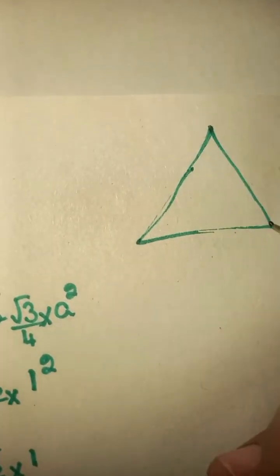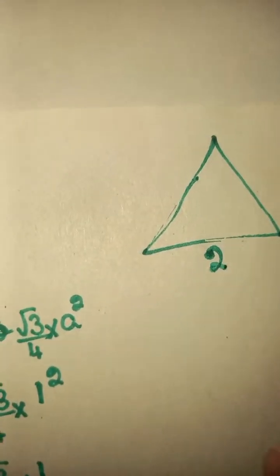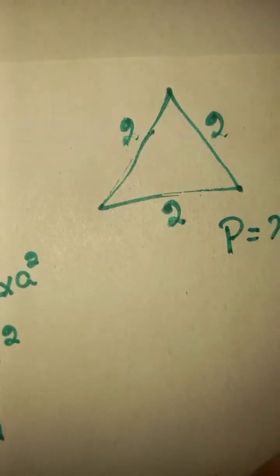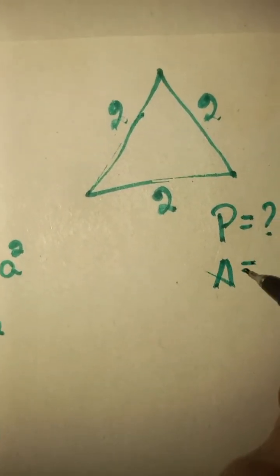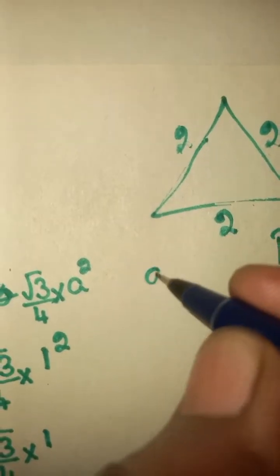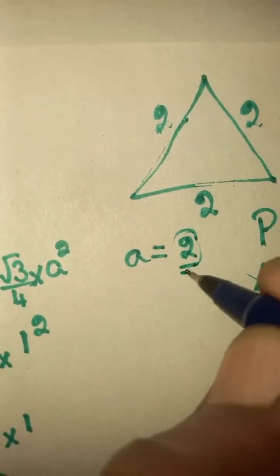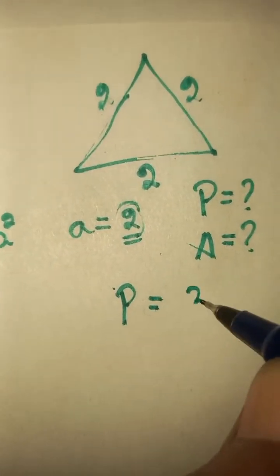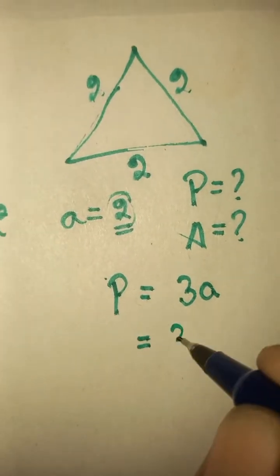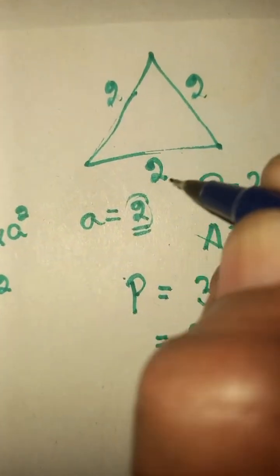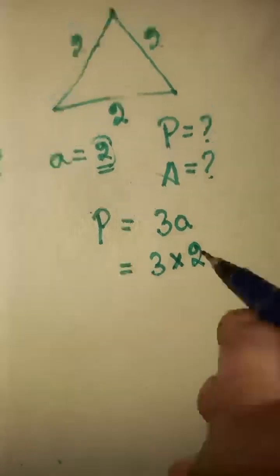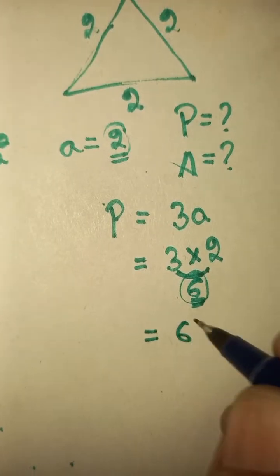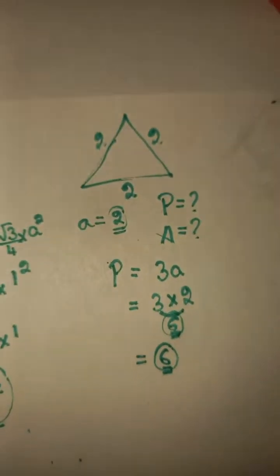Even in this triangle they have given all sides equal to 2 units. When all sides are 2 units, first find out the perimeter and then the area of the equilateral triangle. Here the side length is 2 units. You can do it in the same way. Perimeter of an equilateral triangle is 3 times side length, that is 3 times 2 units. 3 times 2 becomes 6 units. So 6 units is the perimeter of this equilateral triangle.